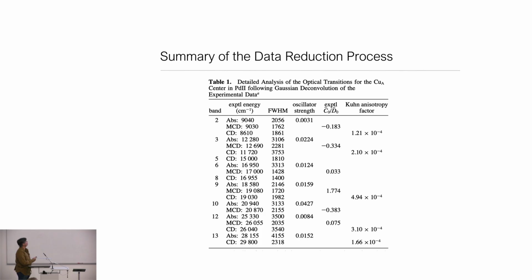So here are the transition energies. These are the centers of your Gaussians. These are the widths of your Gaussians. That's the oscillator strength. Then in CD you would have the intensities expressed as the so-called Kuhn anisotropy factor, and in MCD it's expressed as the so-called C over D ratio, and I'll explain later what that is. Full stop, period. That's it. And then you can move on to the next section of your paper and start analyzing what all of this stuff might be.